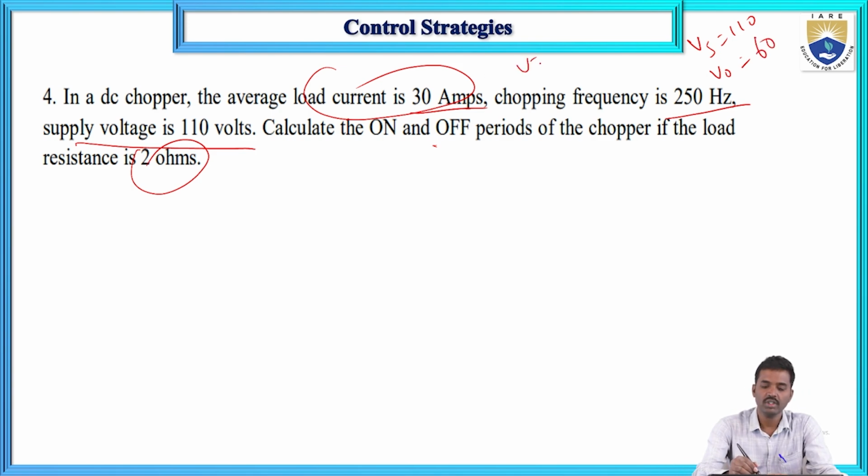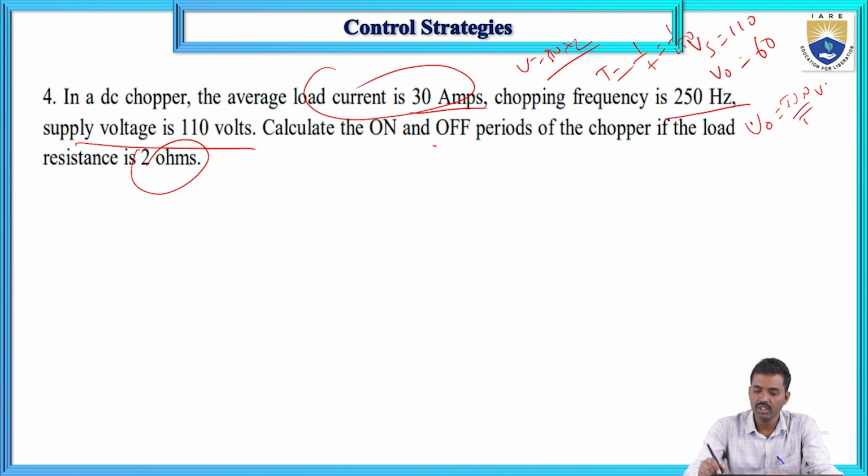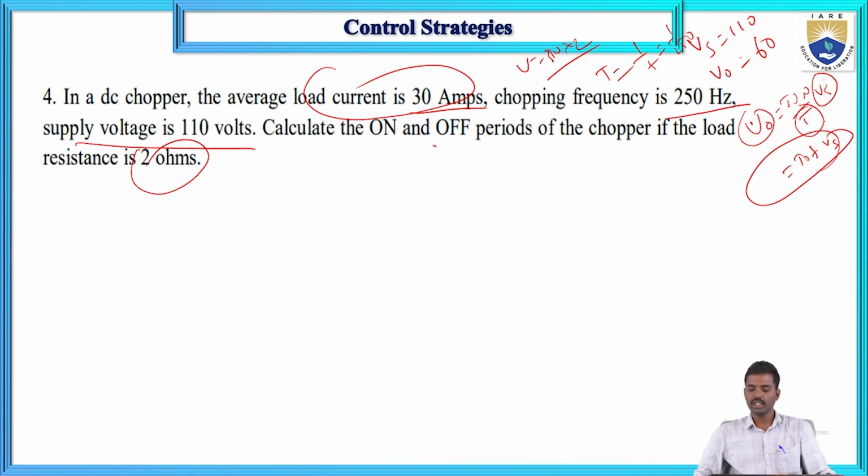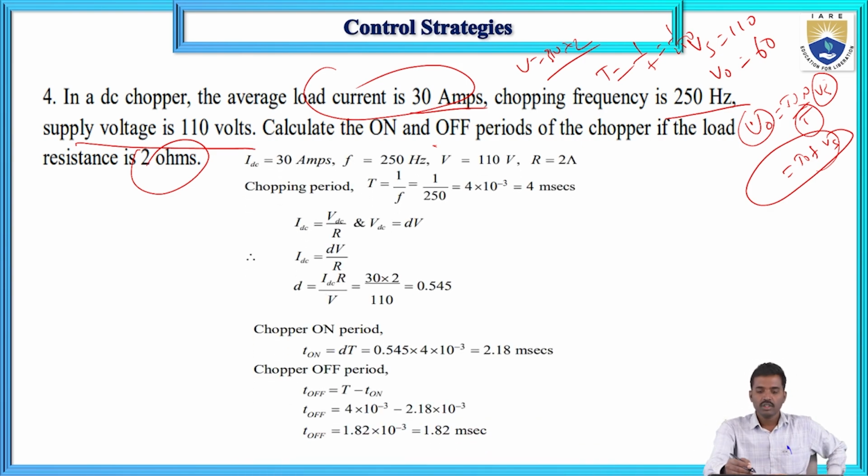V equals IR, so 30 into 2, that is 60 volts. And the chopping frequency is given, so T is 1 by f equals 1 by 250. So T we can also calculate easily. V0 equals T on by T into Vs, so Vs is given, V0 is given, time period is given. So T on into f into Vs. All the parameters are given, so we can calculate T on easily. T equals 1 by 250, that equals 4 into 10 power minus 3, 4 milliseconds.